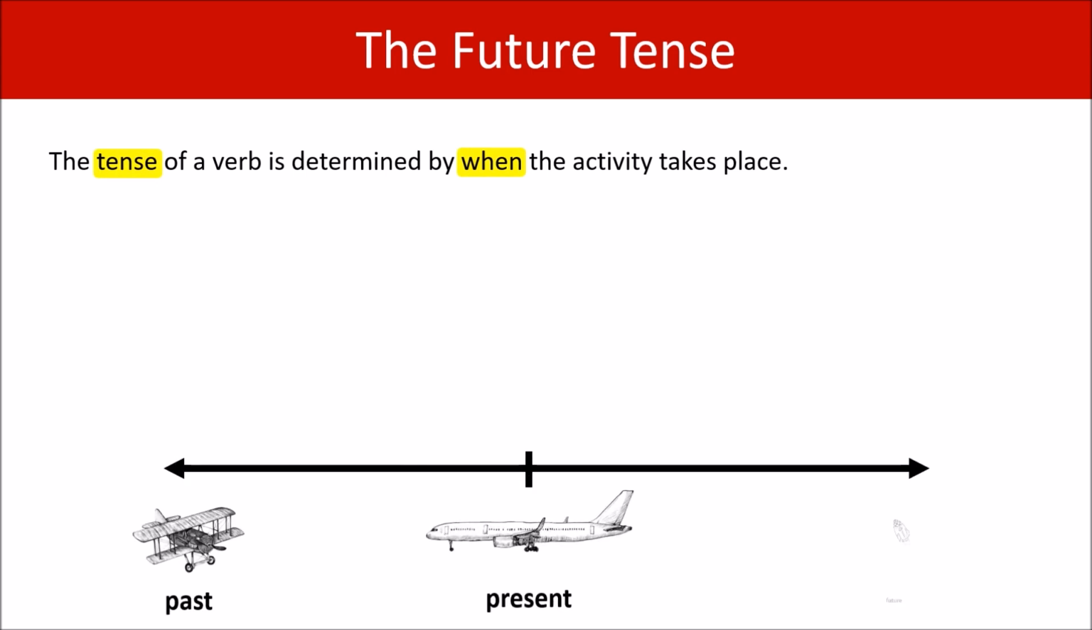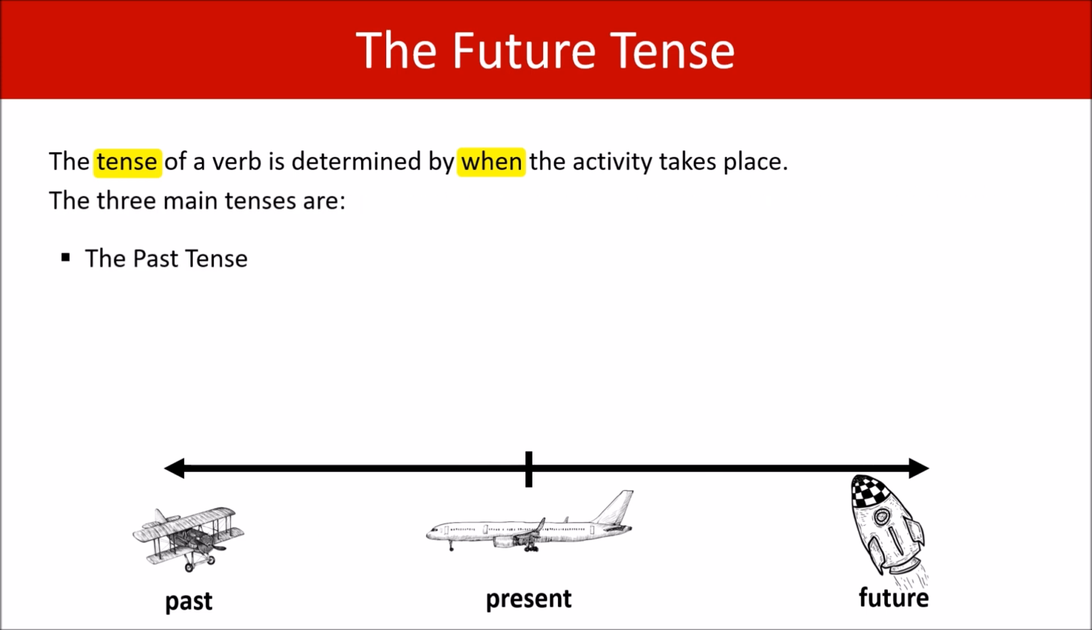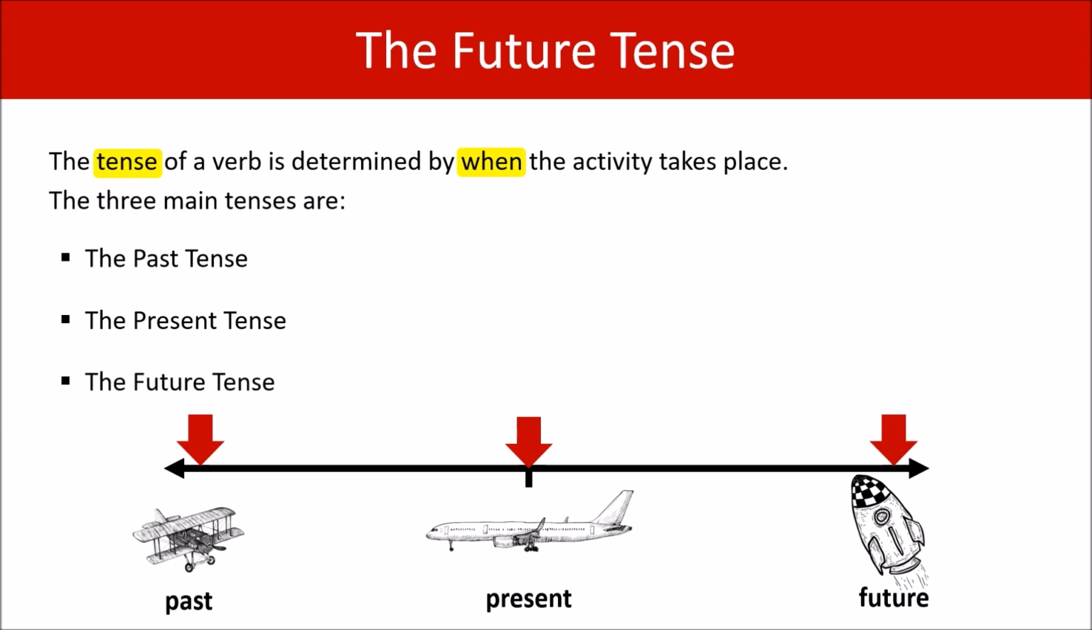Let's put up a quick timeline. Here we have the present, the past, and the future. The three main tenses are the past tense, which is for activities that took place in the past, the present tense, for activities that take place in the present, and the future tense, for activities that will take place in the future. The one we're looking at today, the future tense, is for activities that will take place on this part of the timeline.